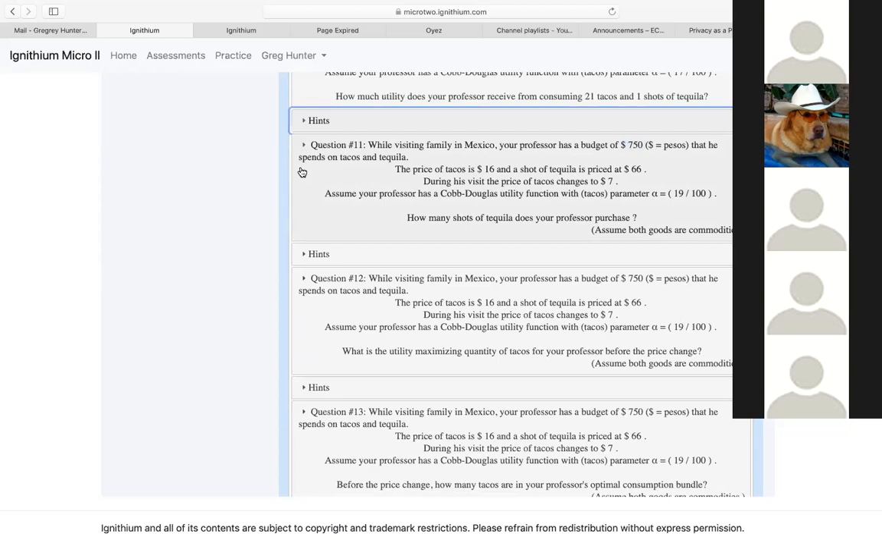Professor, I have a question. Go ahead. So how exactly would you calculate the maximum utility for problem 11? Yeah. So this is where we're going, and that's what I wanted to. I just wanted to set up the problem so we would know.